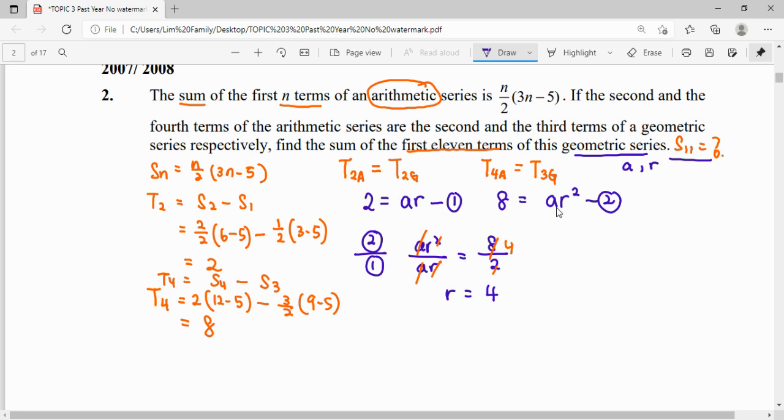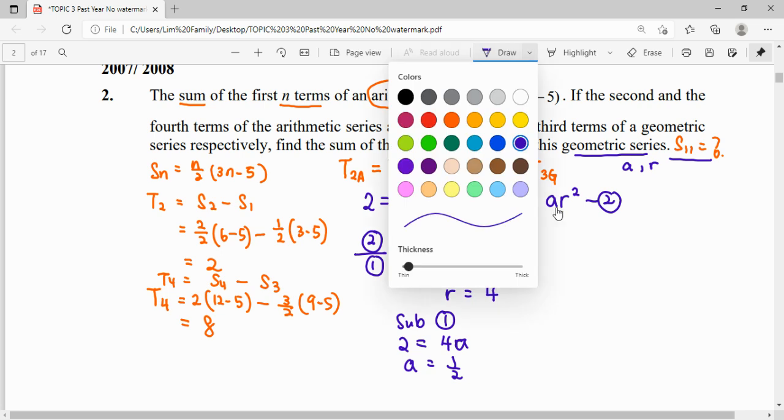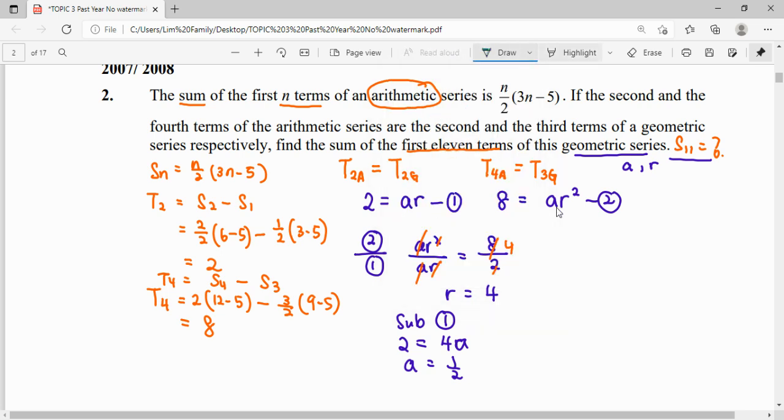Once we get the common ratio equal to 4, we can substitute into either one equation. So I will take equation 1, the simple one. 4a, so a will equal 1 over 2. So finally, we are going to answer our last part, which is the sum of the first 11 terms for this geometric series. So it will equal the sum to 11 terms.